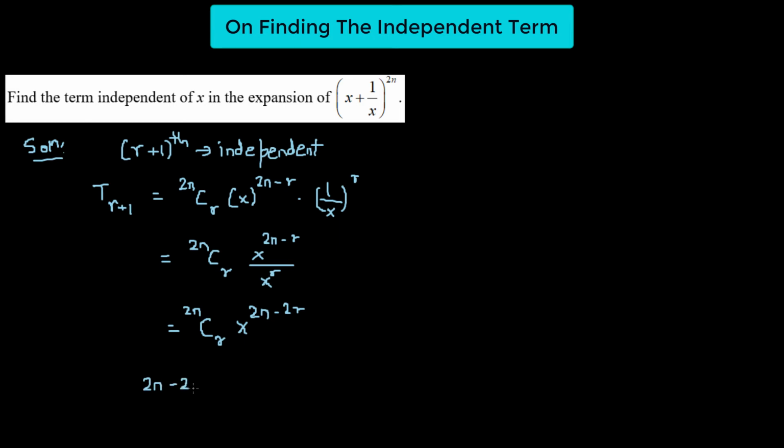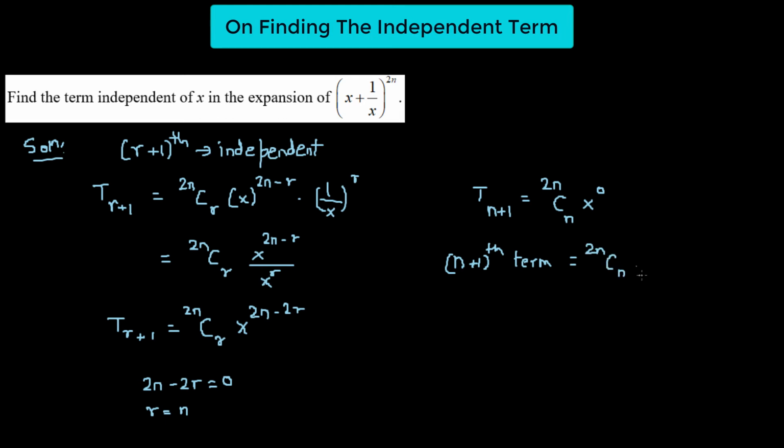So we equate 2n minus 2r equal to 0, and that gives us r equal to n. So this is the value, and then we substitute it into T(r+1) in this particular equation. That should give us T(n+1) equal to 2nCn times x raised to the power of 0. So we see that the (n+1)th term is the one which is independent of x, and its value is simply 2nCn. That is the answer. Let's go to the next one.